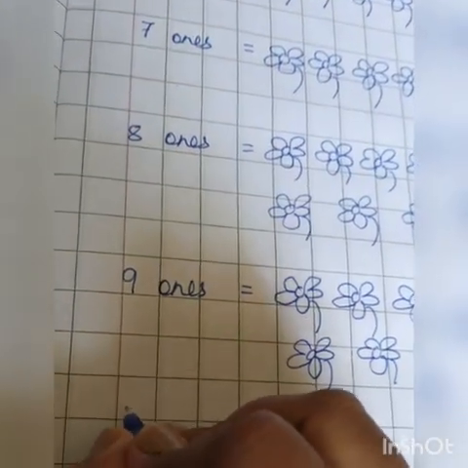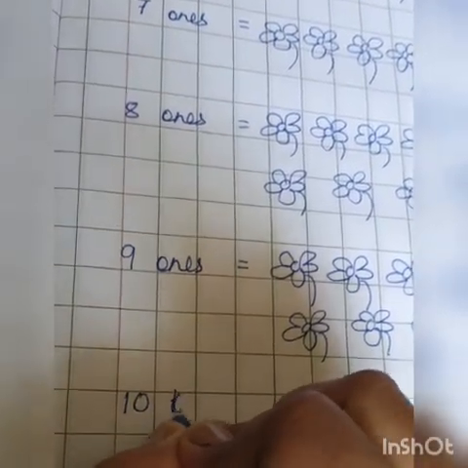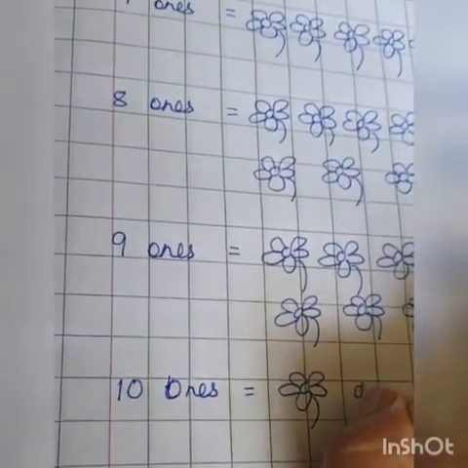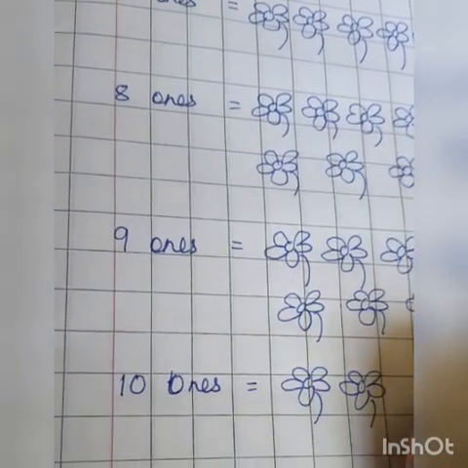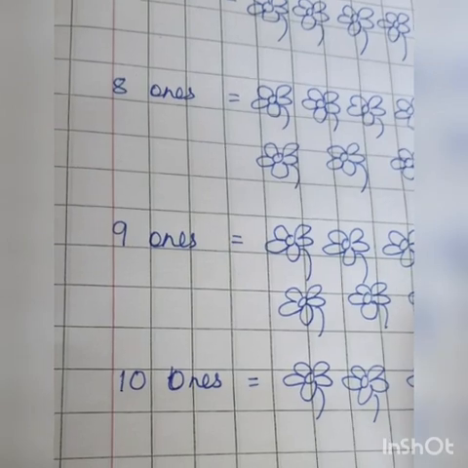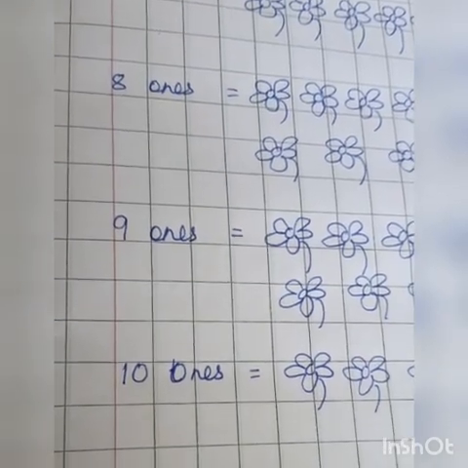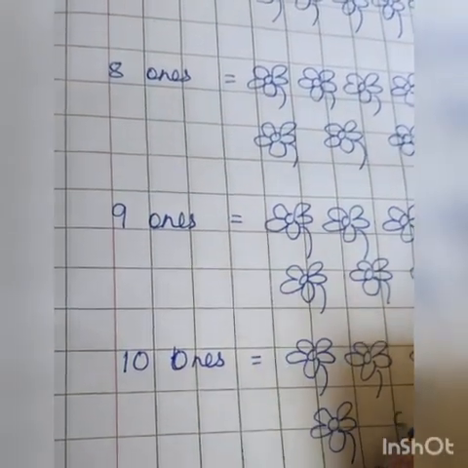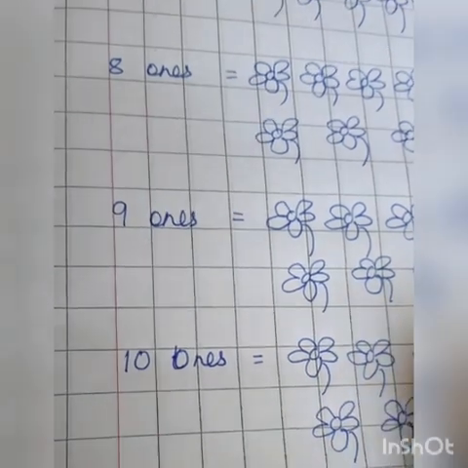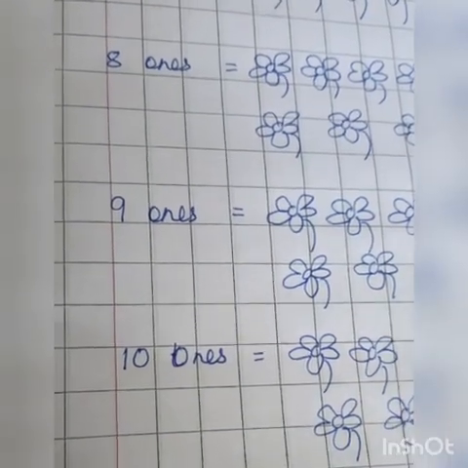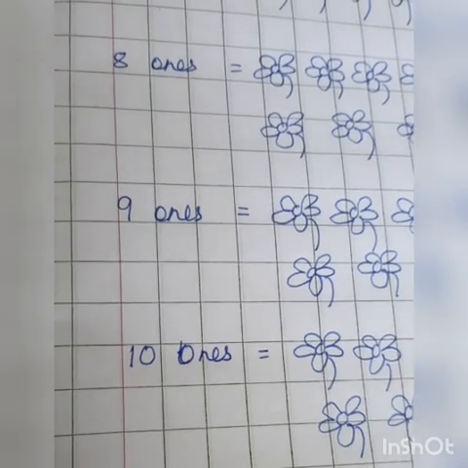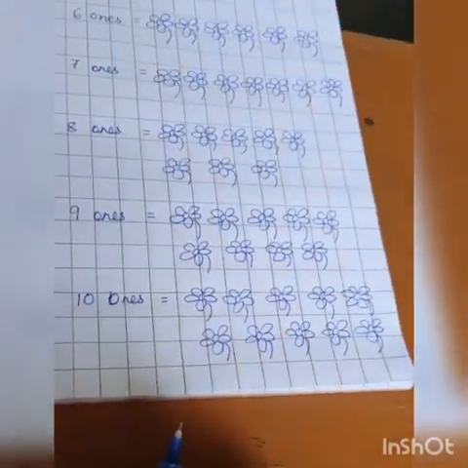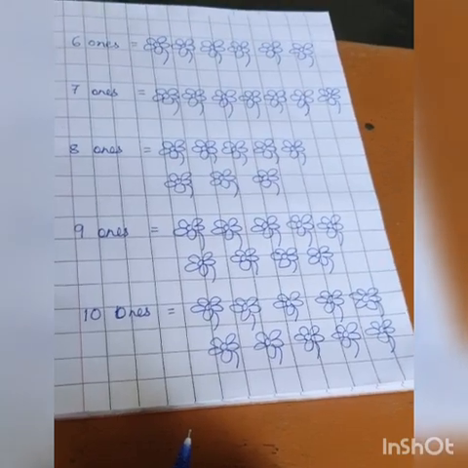Yes. Then comes 10 ones. 10 ones. 1 flower, 2 flower, 3 flower, 4 flower, 5 flower, 6 flower, 7 flower, 8, 9, and 10 flowers. So all of you drew it? Very good.